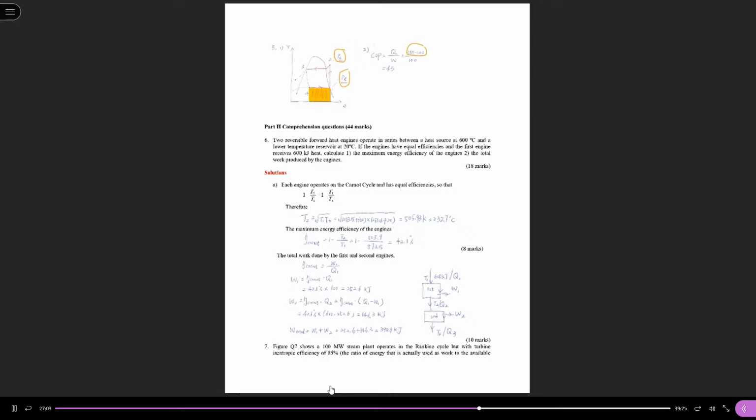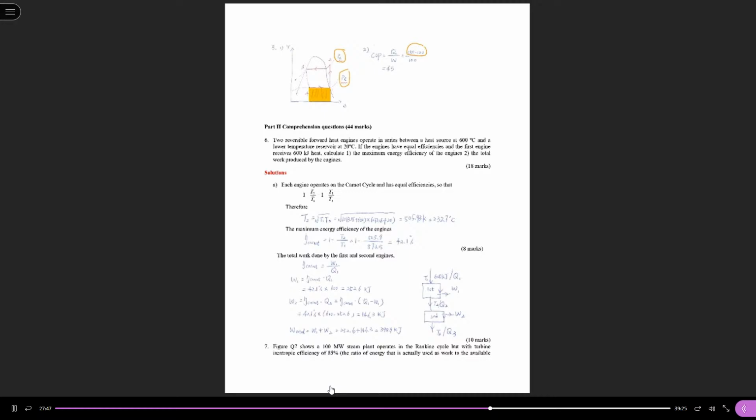Because even for the assignment, I found some of you don't really understand the question. You just copy the solutions, the answer from others. So therefore my students, I think the marking and grading is very strict. And the question is two reversible forward heat engines. They operate in series between a heat source and a lower temperature reservoir. If the two engines have equal efficiencies and the first engine receives 600 kilojoule heat, we are asked to calculate the maximum energy efficiency of the engines.